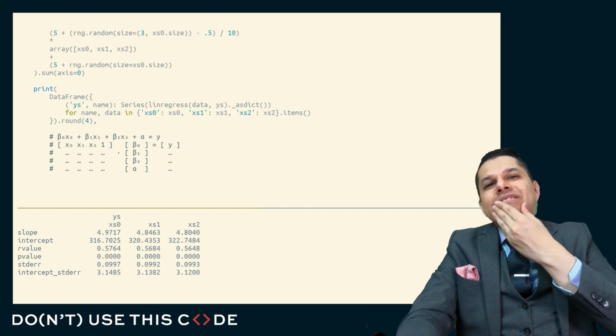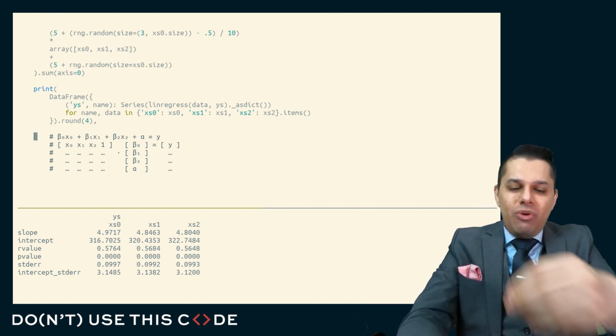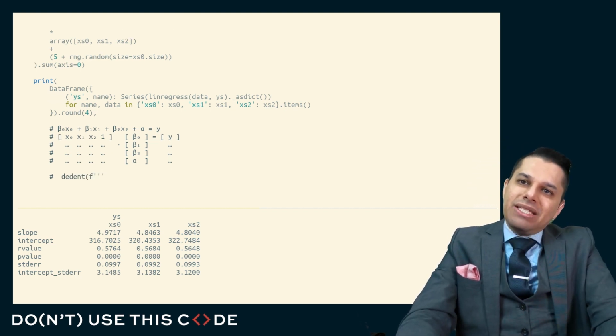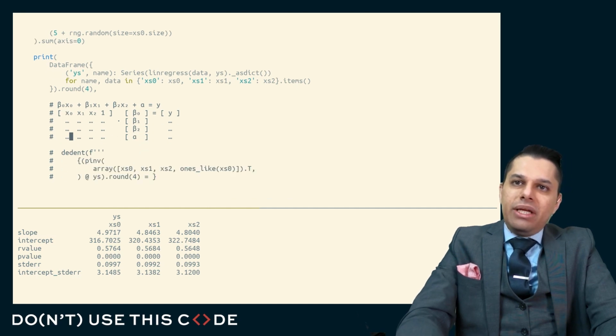Well, if we look at this and we try and remember back to our linear algebra, we might say, oh, well, if the x0 values are like a column vector going down here, this one's a column vector here, this one's a column vector here, and this is a unity value, and these are the coefficients that we want, b0, b1, b2, and alpha, then that would be equal to the column vector of the values that we see.